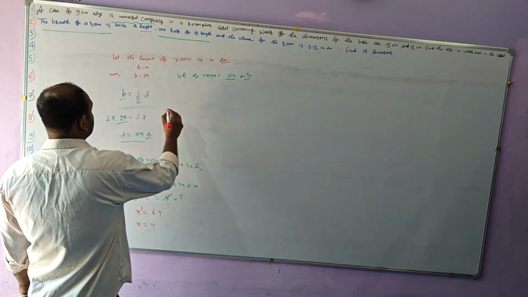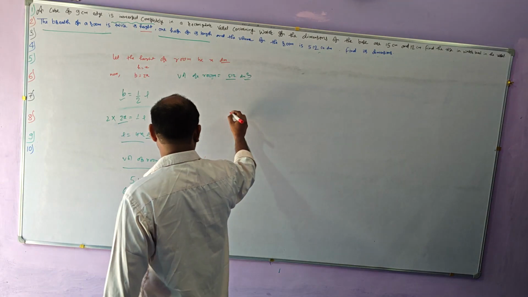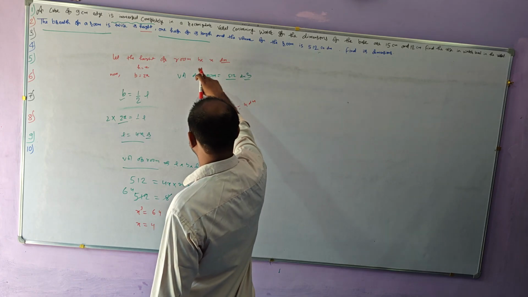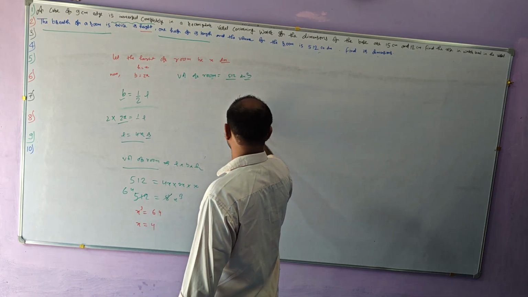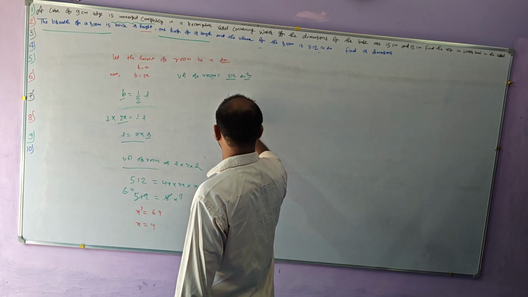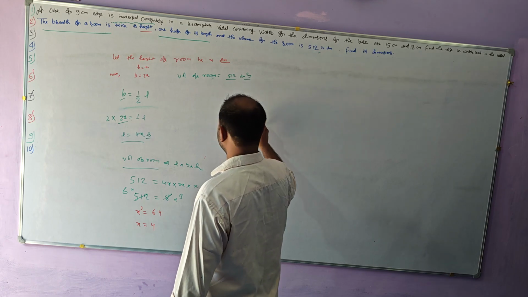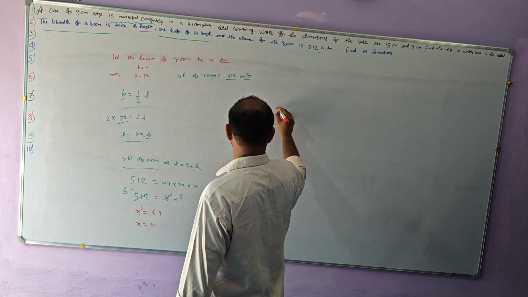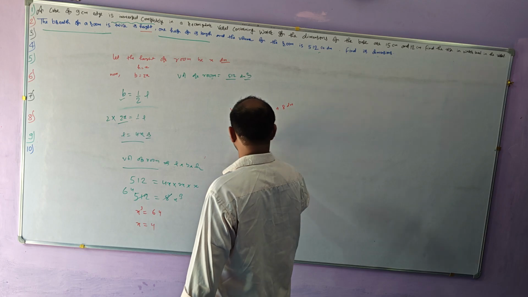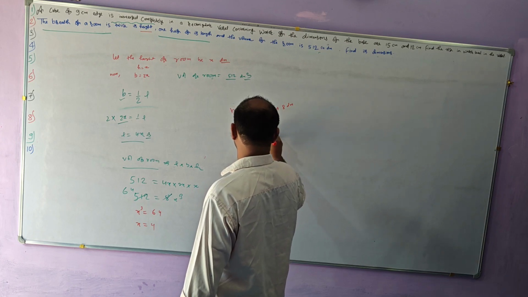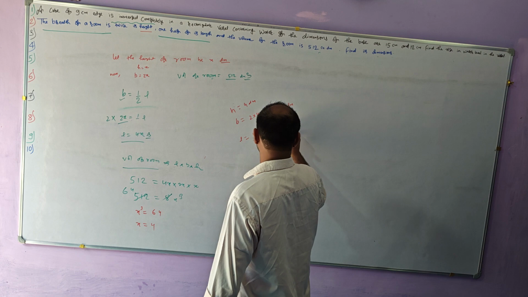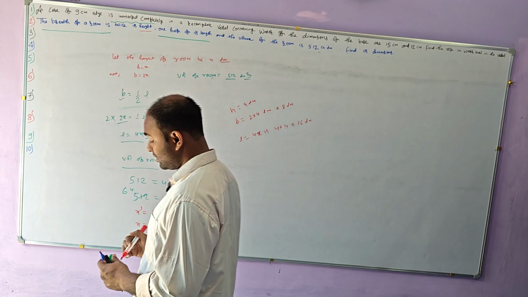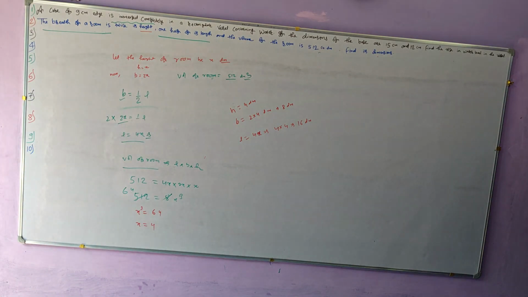So our height h is equal to 4 decameter, that is x, and b becomes 2x, 2 into 4 decameter, that means 8 decameter, and length becomes 4x, so 4 into 4, that becomes 16 decameter.